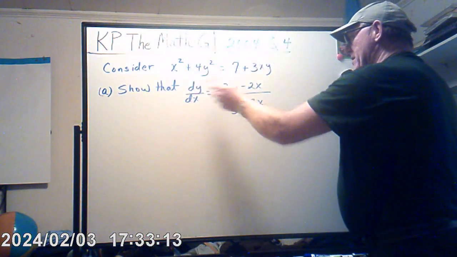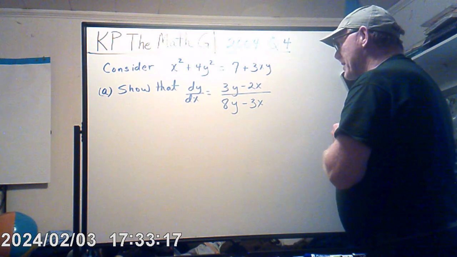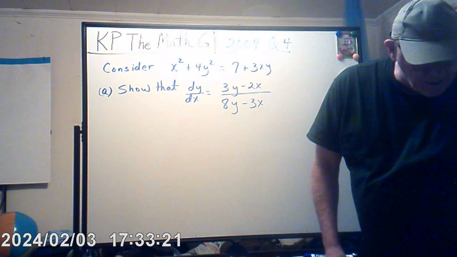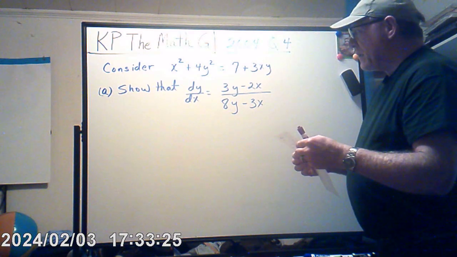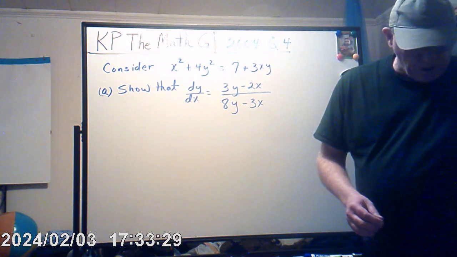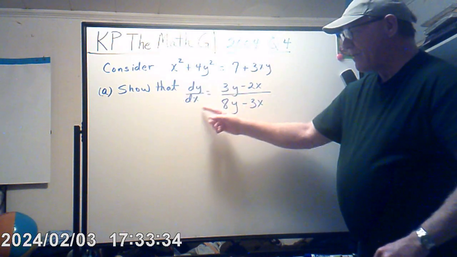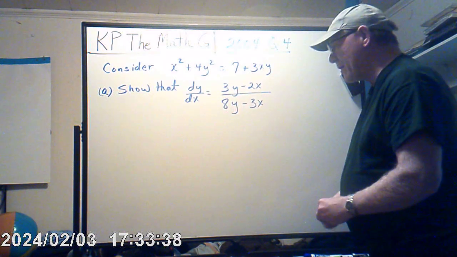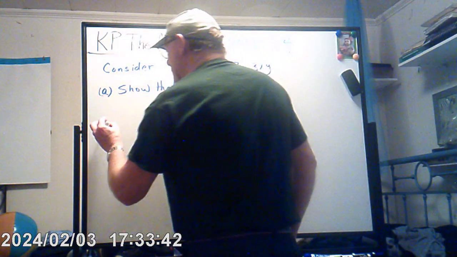It says consider x squared plus 4y squared equals 7 plus 3xy. Show, I'm going to make sure I copied that down correctly. And yes, I did. Okay, show that dy over dx, taking the derivative of this, in other words, is equal to all this. Alright, well, we're going to prove it. Proof.